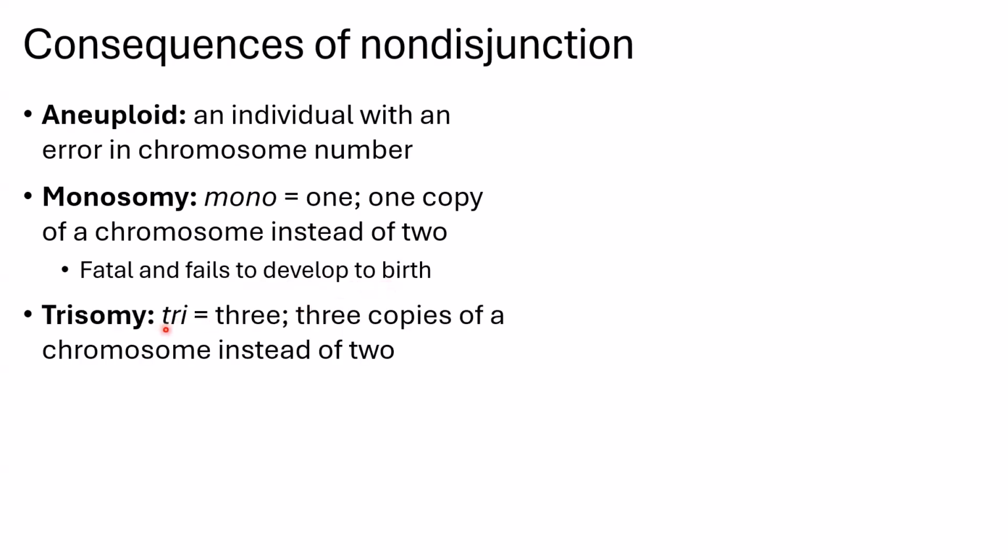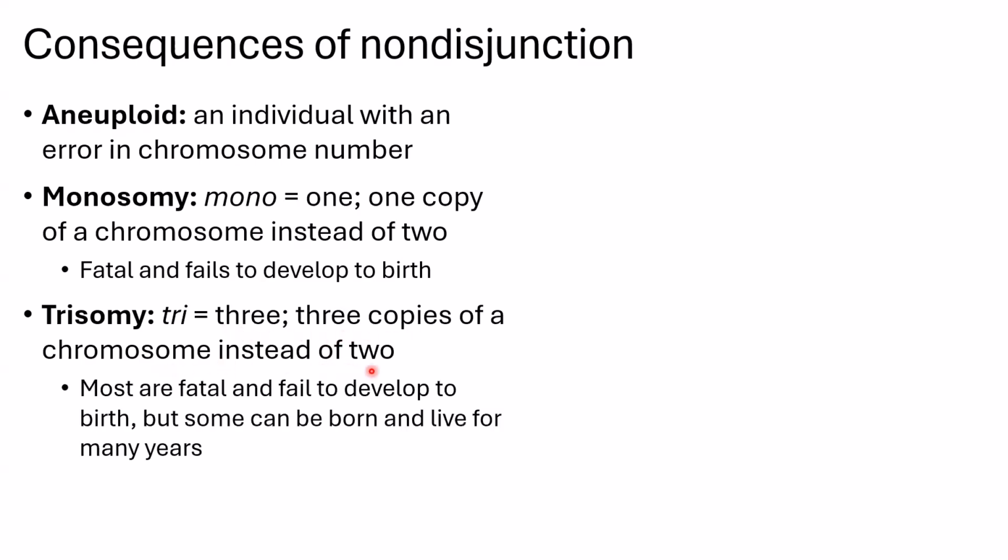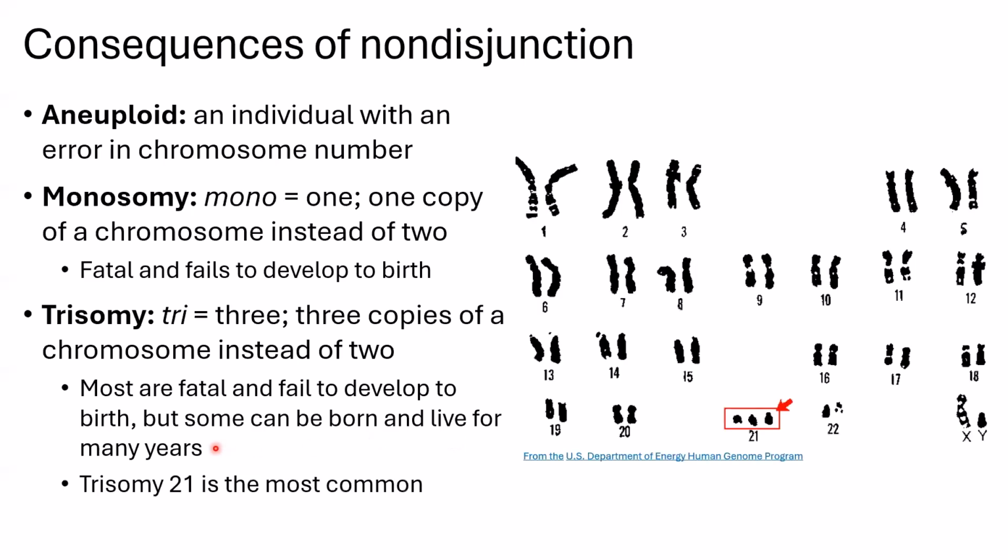Trisomy, with tri meaning 3, means that there are 3 copies of one of the chromosomes instead of 2 copies. Like monosomies, some are fatal, but some trisomies are able to make it to birth and live a relatively normal lifespan. Trisomy 21, also known as Down syndrome, is the most common trisomy. This is a karyotype of a male with trisomy 21. There are 2 copies of all of the chromosomes, except for chromosome 21, which has 3 copies.